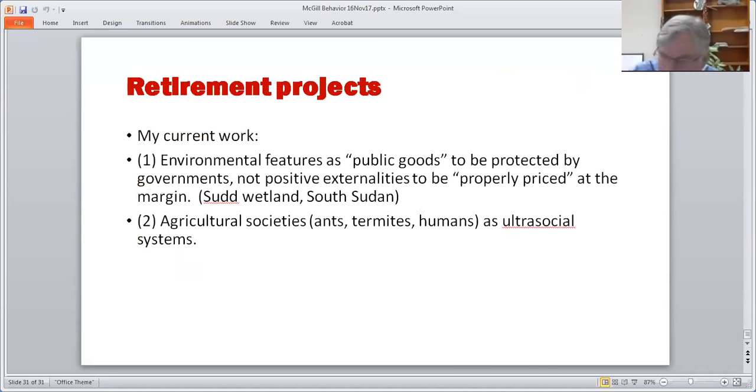Okay, so I'm getting ready to retire in about 3 weeks. So this is part of the stuff I want to spend my time on in my remaining years: environmental features as public goods, not to be protected by governments, not positive externalities to be properly priced. So I've been pretty critical of payments for ecosystem services and so on. Been doing some work in Africa. The other thing is agricultural societies as ultra-social systems. Working a lot with evolutionary biologists on that.